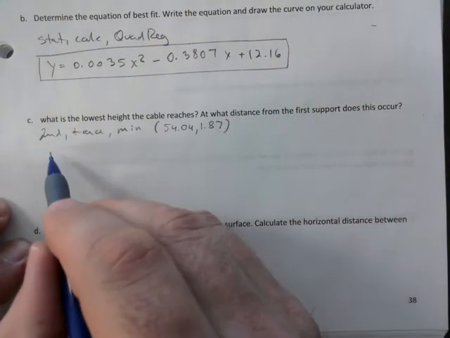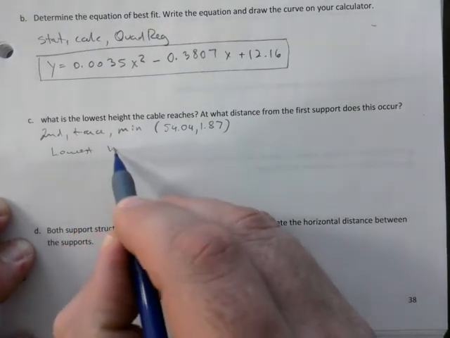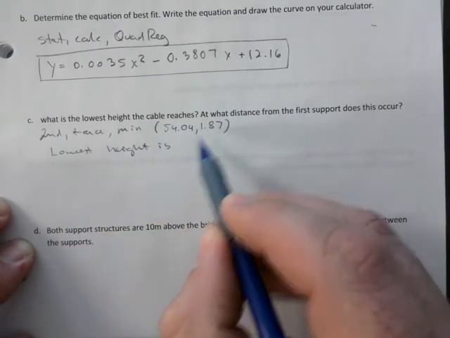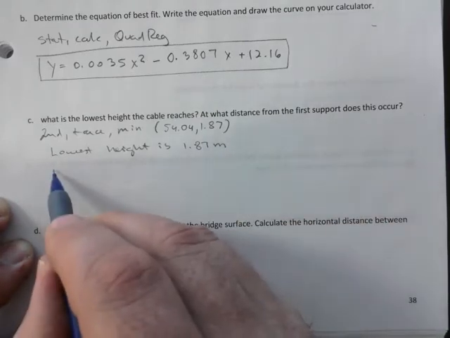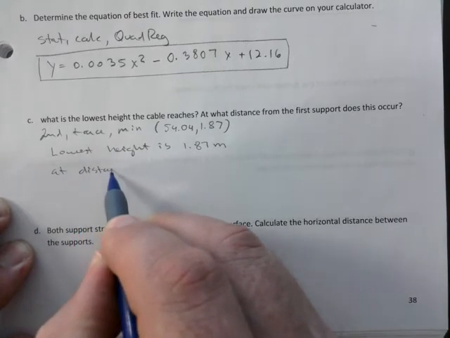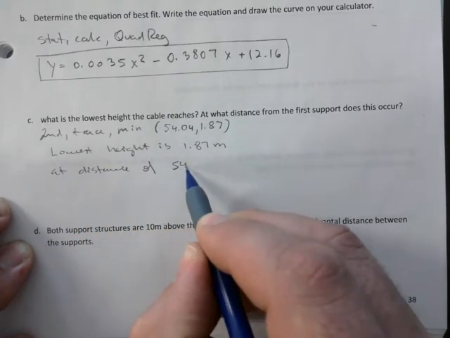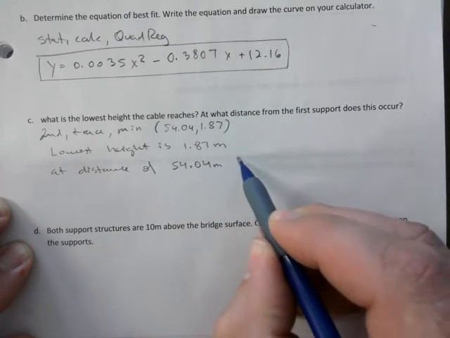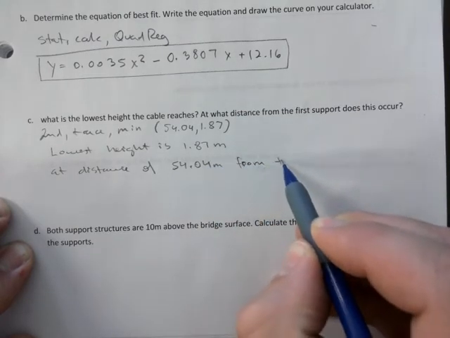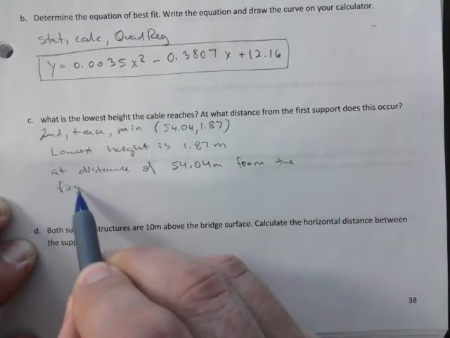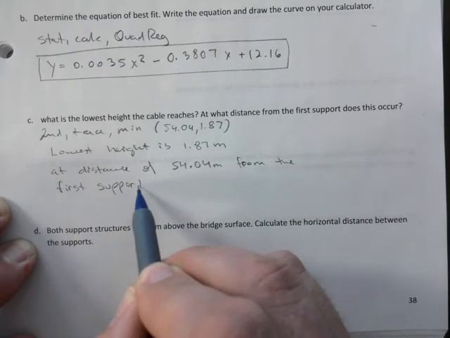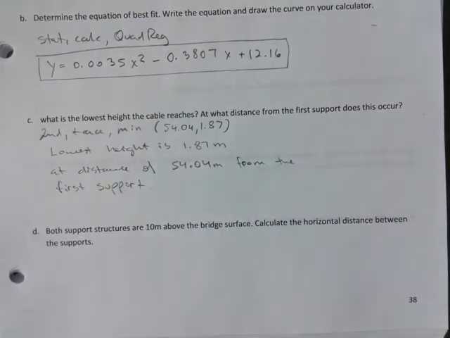But the lowest height is 1.87 meters at a distance of 54.04 meters from the support. Okay. So you found the vertex basically.